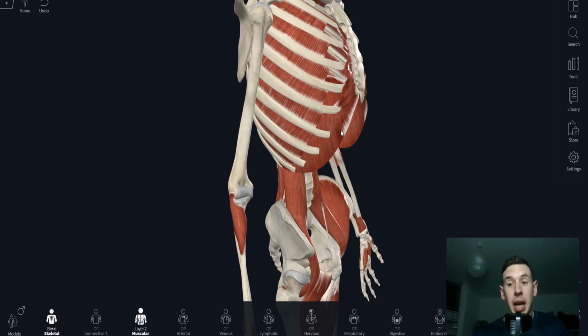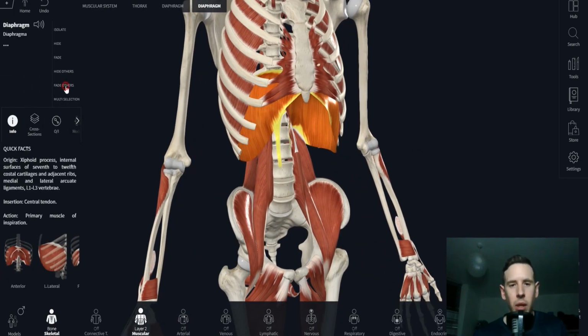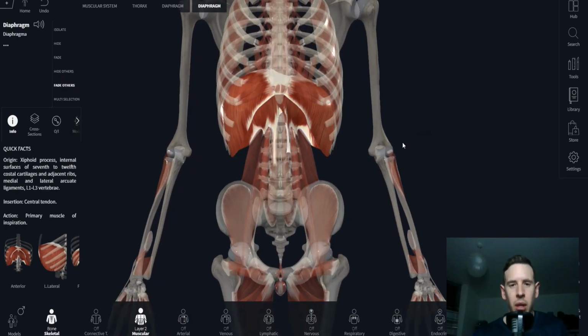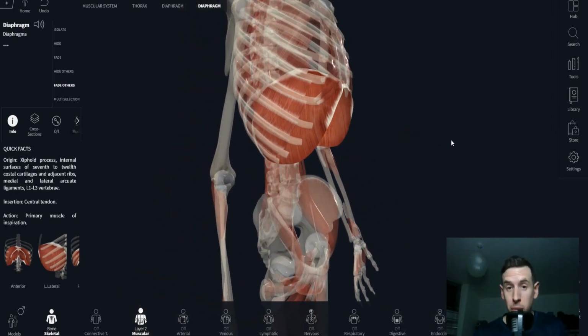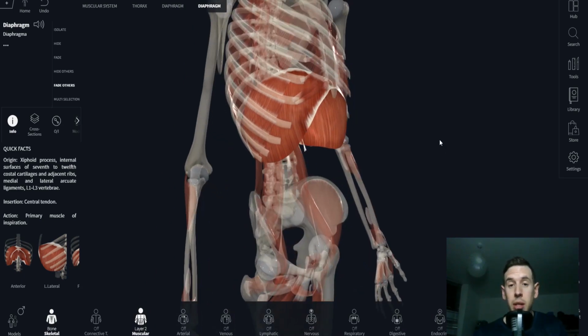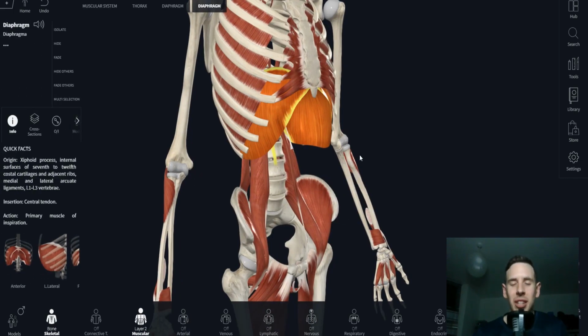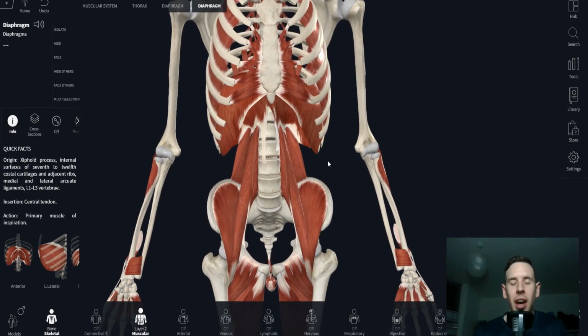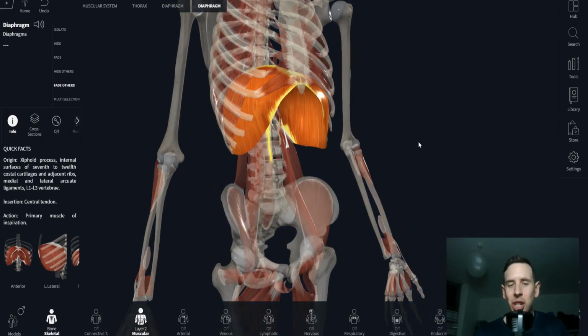If you want to think of this as a house, then the diaphragm forms the ceiling of that house here. The diaphragm being your main primary respiratory muscle, which is what it's most notably known for, often referred to as a misshapen dome. What else is it known as? A jellyfish.